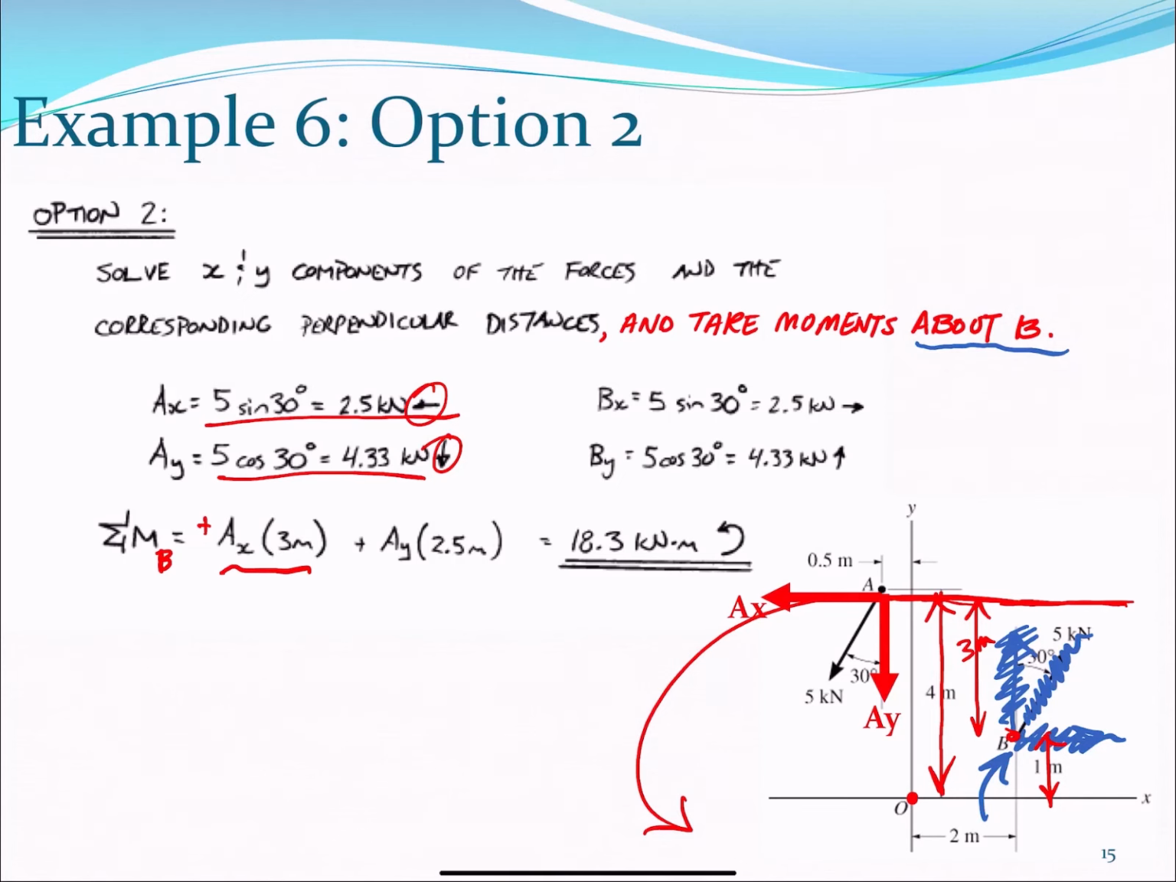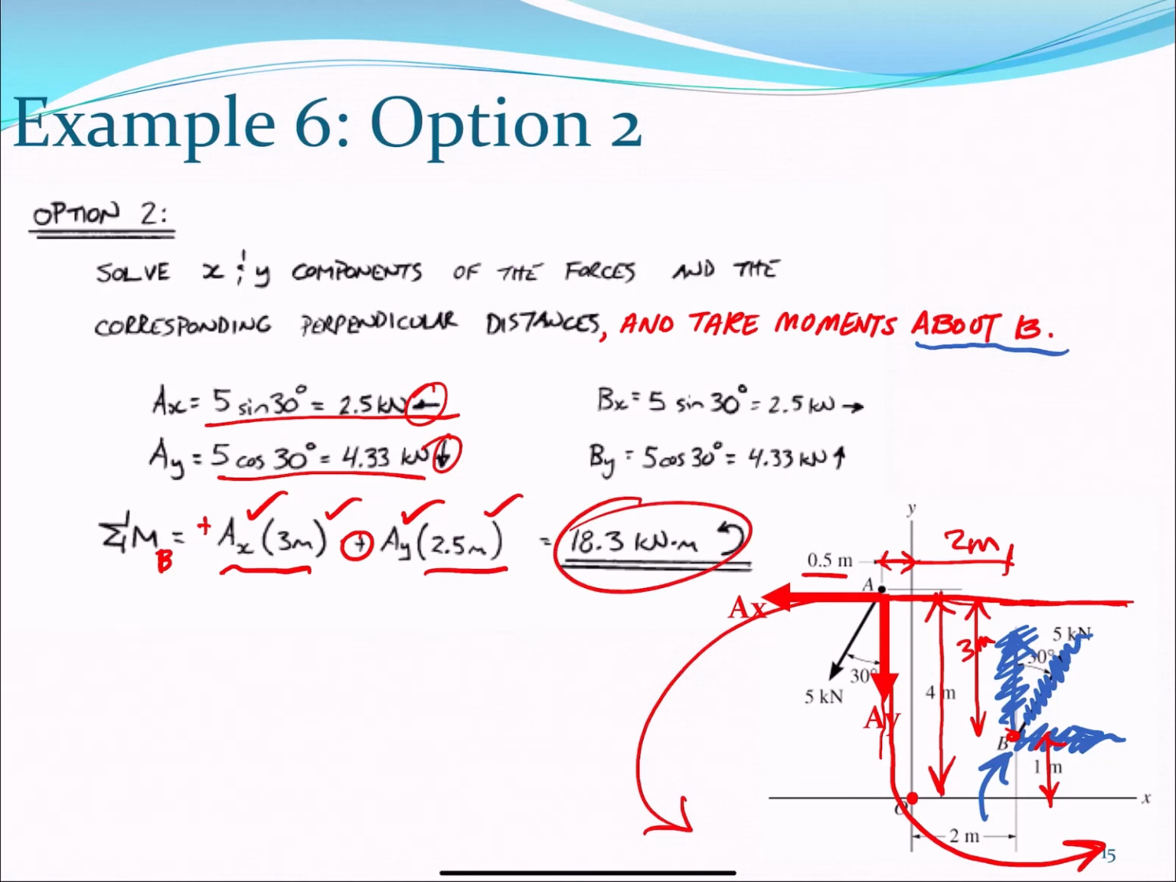And then what about AY? Right? AY is 0.5 meters plus 2 meters from B. So it is 2.5 meters, right? And it creates about point B counterclockwise rotation, so it's also positive, right? And once we do the numbers on this, I have AX, I have AY, I have the moment arms now. I find that the moment is equal to 18.3 kilonewton meters, right? So that's one way to calculate couple moment, right?